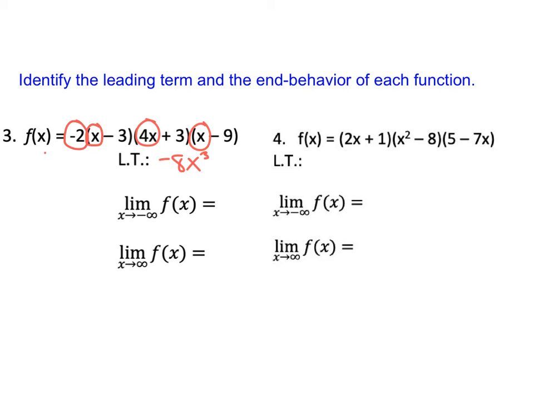So this is odd and it has a negative leading coefficient. So a sketch of the graph is going to look something like this. It's going to approach positive infinity on the left and negative infinity on the right. For number 4, using the same idea, I would multiply 2x, x squared, and negative 7x together to get my leading term. That's going to be negative 14x to the fourth. So even with a negative leading coefficient, it's going to wiggle around a little in the middle, but it's going to point down on both ends. So here are my limits.